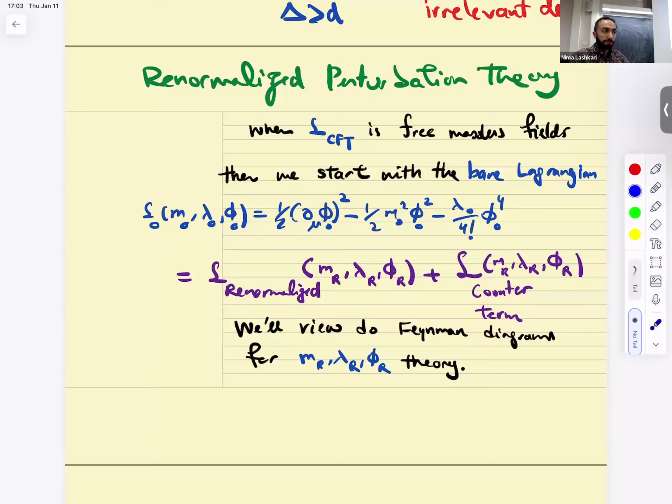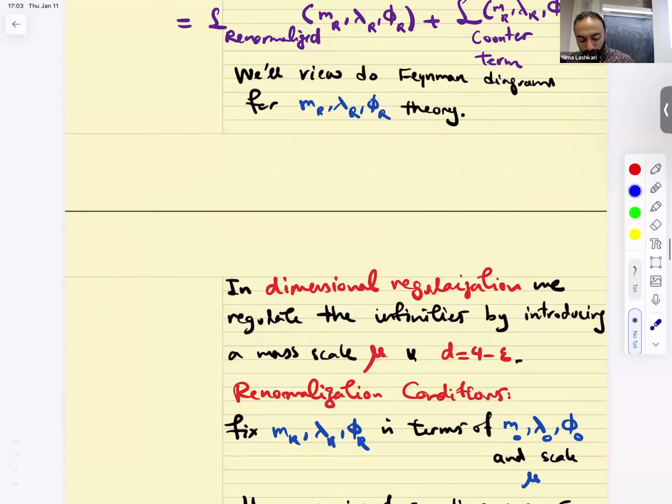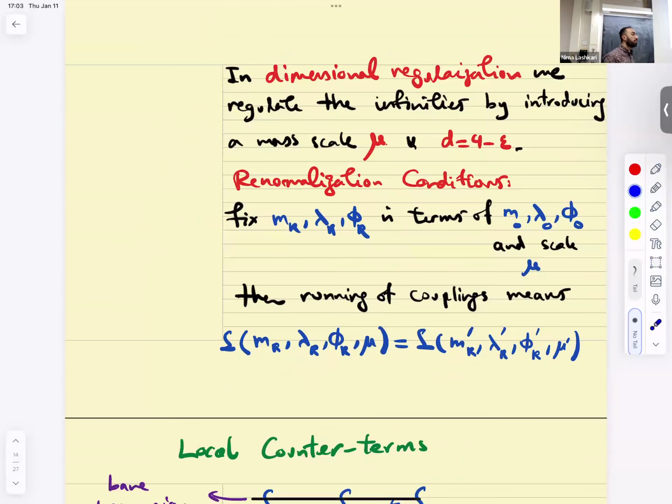So let's get the definition first. I'm going to explain a little bit, next slide, why we do this. All the divergences are basically captured in these counterterms. I can't stress this enough: it's essential that the counterterms are local. Perhaps at the level of this course, you won't deal with it, but that's important.